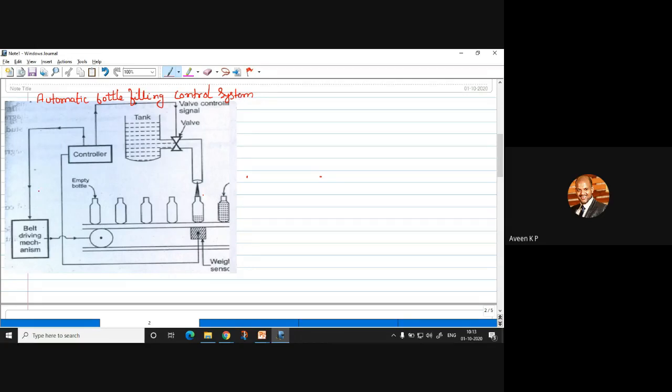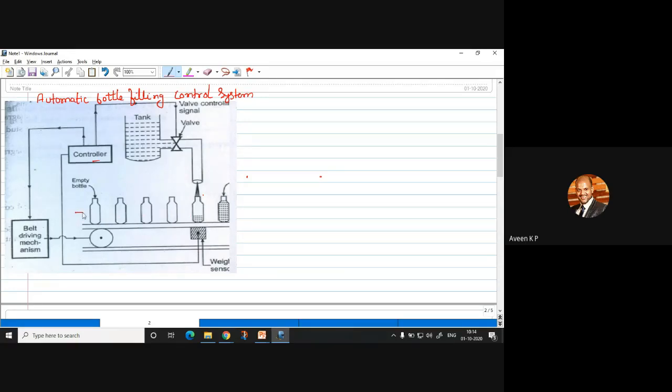You can see a controller, a tank. So we have a valve. Again, that valve's opening as well as closing position will be defined by the controller, and we have a belt driving mechanism. Again, it is controlled by the controller, and we have a sensor. So the output of this sensor will be given to the controller. Based on that, it will control the position of this belt drive as well as the valve opening position. So it is very simple to understand this process.